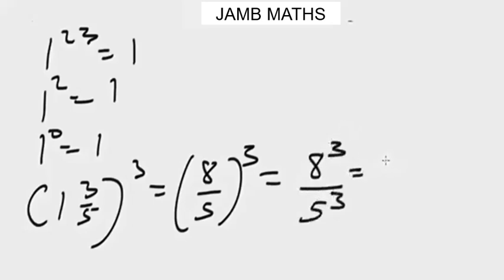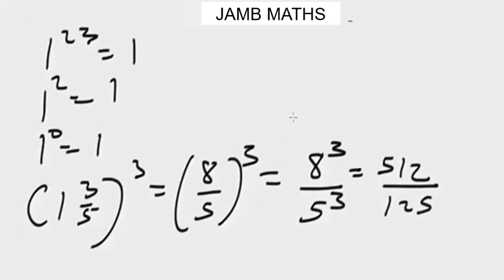our final result will give us 8 to the power 3, that's 8 times 8 times 8. So it's going to give us 512 over 5 to the power 3, that's 5 times 5 times 5. It's going to give us 125. So that's basically what this rule is trying to explain.